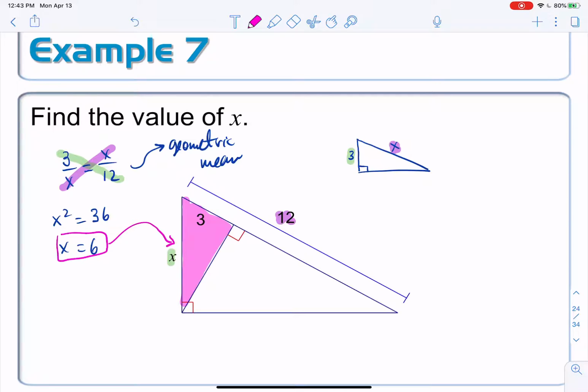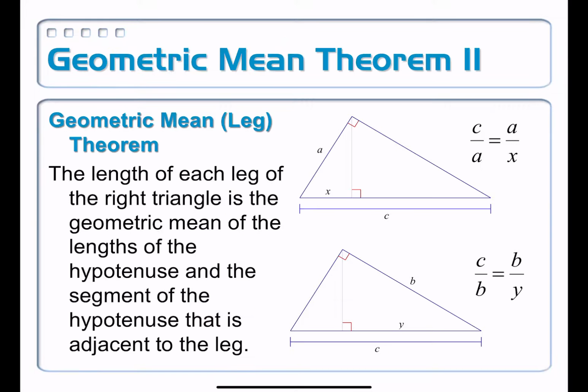Why is that significant? It's the geometric mean between the length of the hypotenuse here and the shorter part of the hypotenuse that's closest to that x value, that leg length. Again, this sounds a little bit like a theorem. Why don't we go ahead and call this one the geometric mean theorem part 2, or the geometric mean leg theorem. So for your notes, the length of each leg of the right triangle is the geometric mean of the lengths of the hypotenuse and the segment of the hypotenuse that is adjacent to the leg.